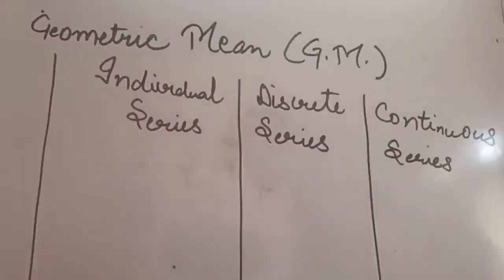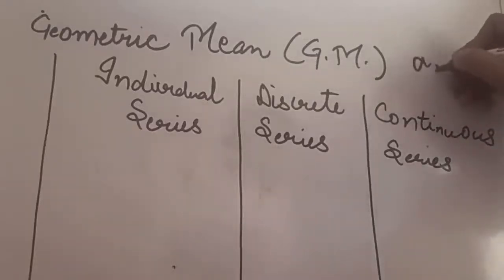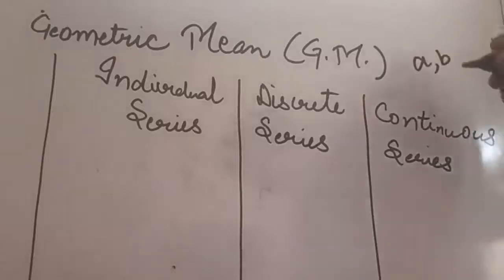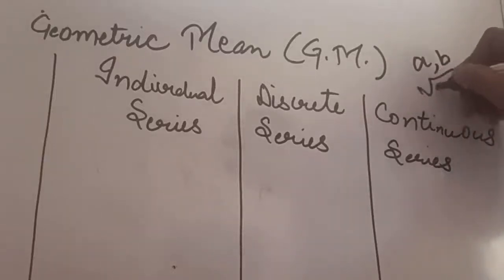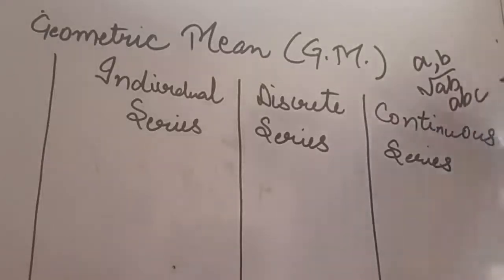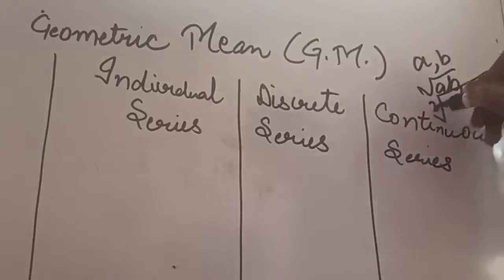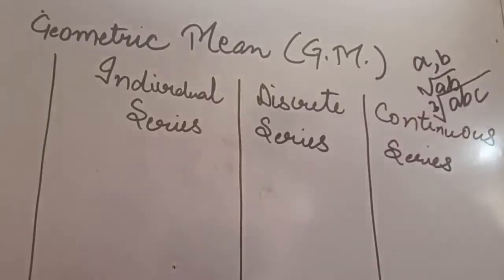Let us discuss the concept of geometric mean. Geometric mean is basically the nth root of the product of n items. For example, if we have two variables a and b and we have to take the geometric mean, its geometric mean will be, as it is two items, the square root of ab. If we have three items a, b and c, then the geometric mean will be the cube root of abc.